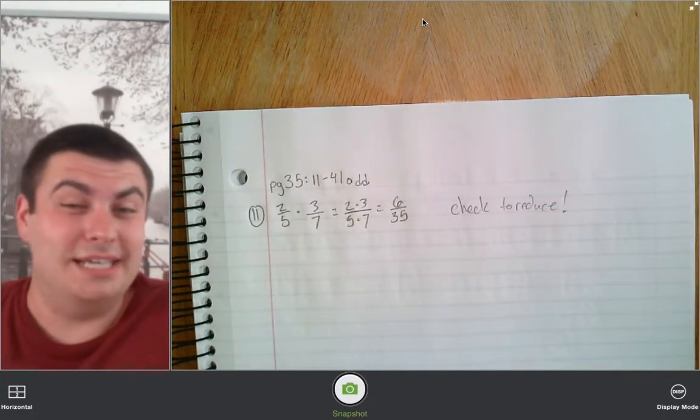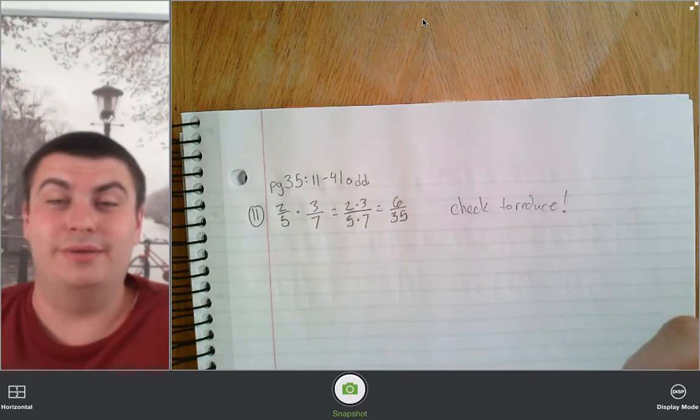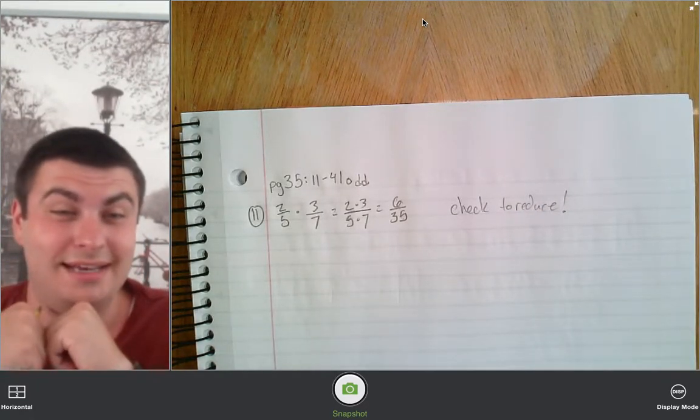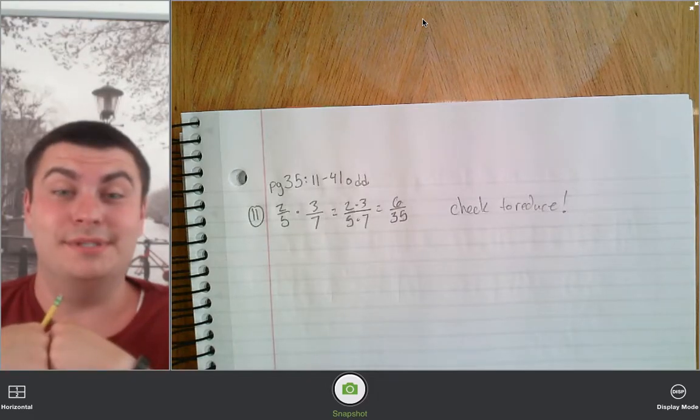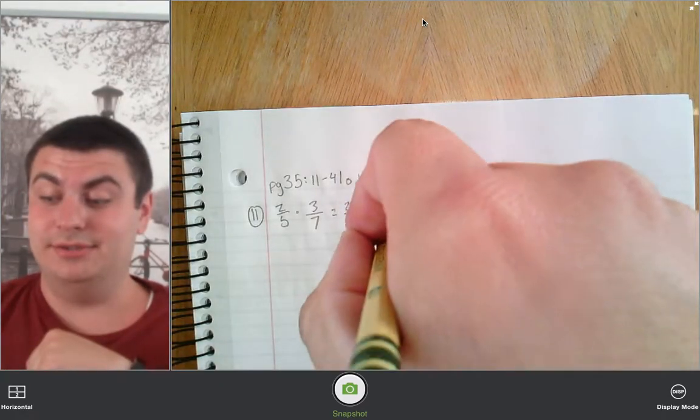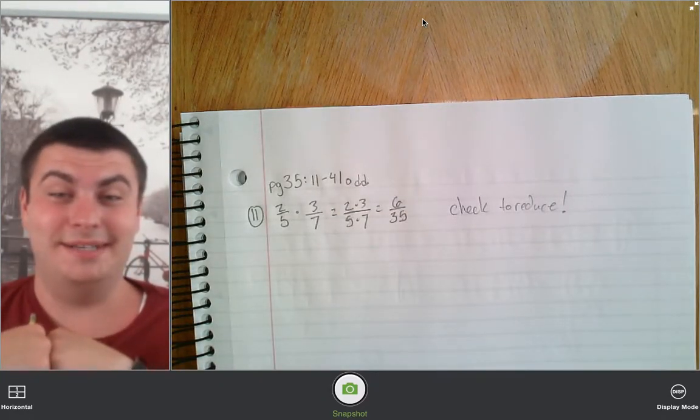However, with multiplication, when we reduce before we multiply, that oftentimes eliminates our need to reduce here in the end. All right? Have fun.